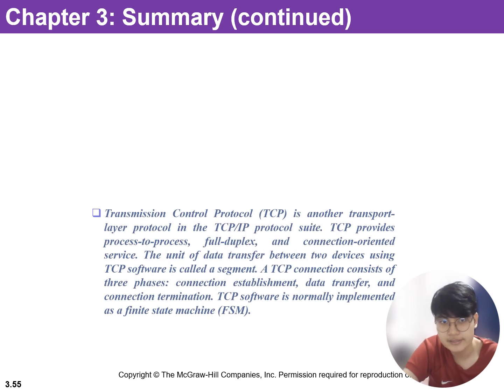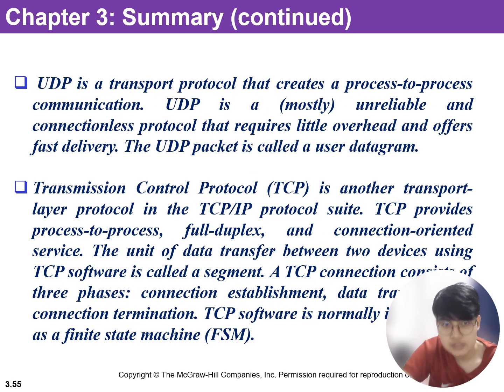A summary. UDP is a transport protocol that creates process-to-process communication. UDP is mostly unreliable and connectionless, a protocol that requires little overhead and offers fast delivery. The UDP packet is called a user datagram.